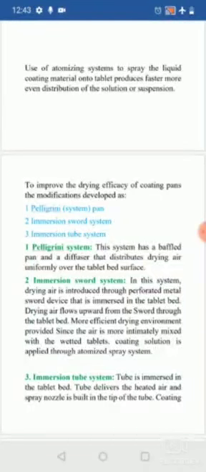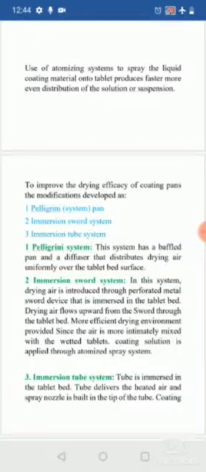Okay, so here you are going to introduce the drying air to the perforated metal sword, which has the opening at the bottom and is immersed in the tablet bed. Then the drying air flows upward from the sword. It means you are going to insert the air at the bottom of the tank, and that is going to come with an upward movement. So there will be a more efficient drying environment, since the air is more intimately mixed with the wetted tablet. The air is circulated throughout the tank and easily mixed with the wet tablet, and you can easily dry the wet tablet.